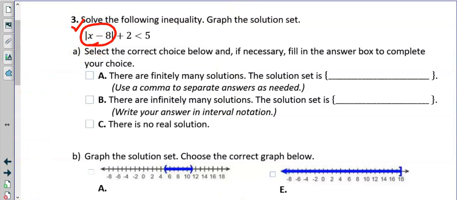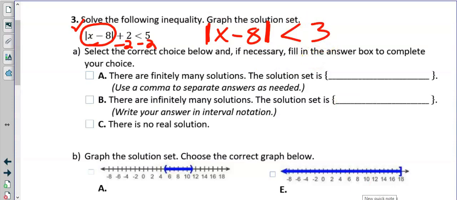So we've got to take the +2 and move it to the other side. How do we do that? Subtract, in this case. -2, -2. So we have the absolute value of x minus 8 less than 3. This is what we're going to work with from here on out. This is the problem that is going to tell us if we are an and or an or.